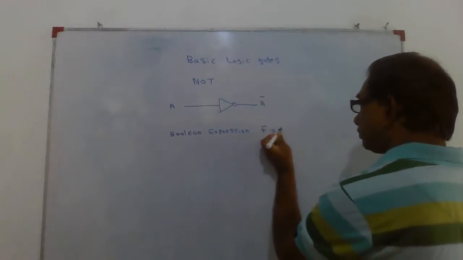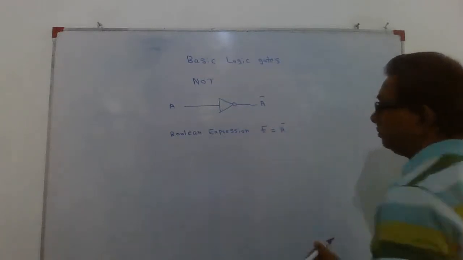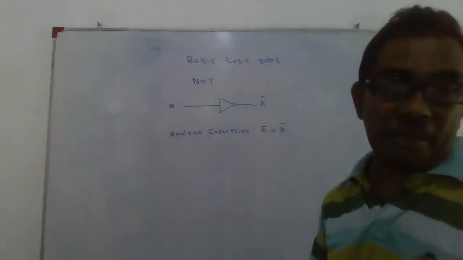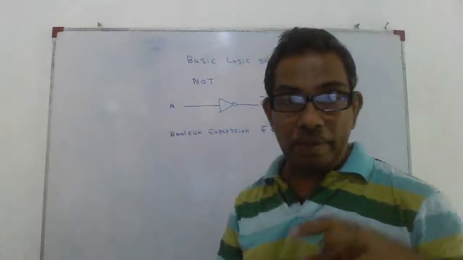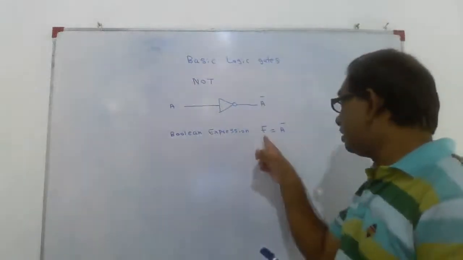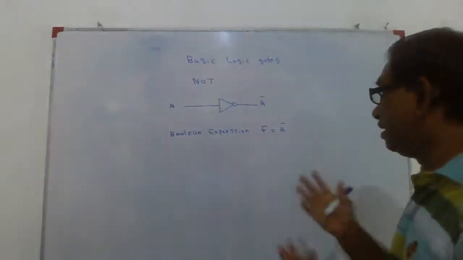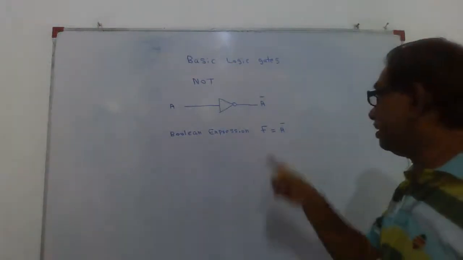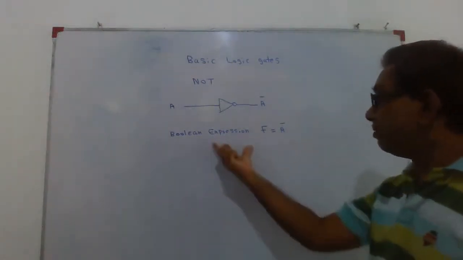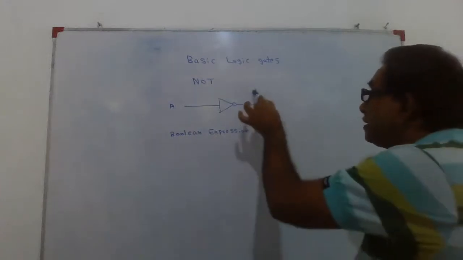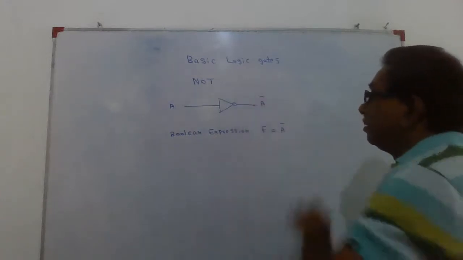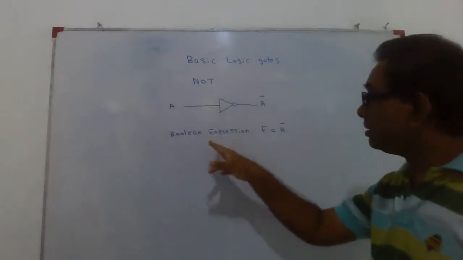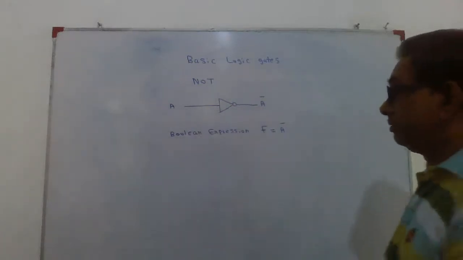Boolean expressions can be written like this: F equal A bar. Why do we take F? F is a variable. It is a popular variable to get the output. You can use any word: Z equal A bar, B equal A bar, anyhow. But the famous variable is F equal A bar. Expression says what is the output. Now this is the gate symbol. This is the output.